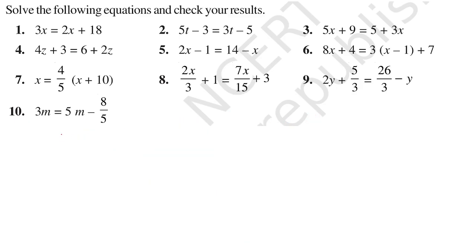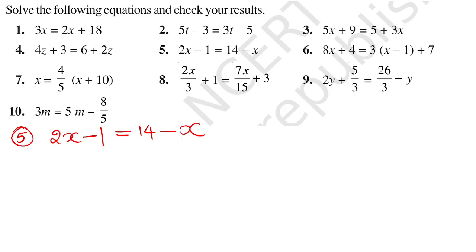All of you please listen. Now question number 5 I am discussing. 2x minus 1 is equal to 14 minus x. I need the value of x. Please try this question. Let me see how many of you can do this problem. Send me a WhatsApp message. Then I will discuss this question.